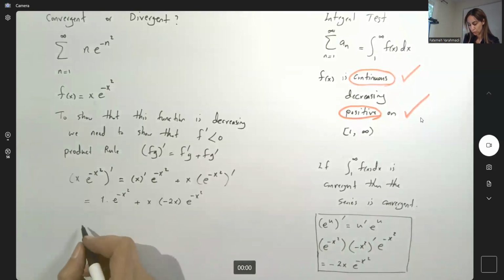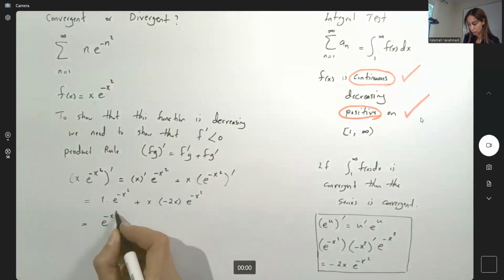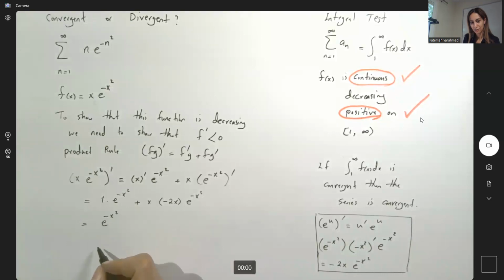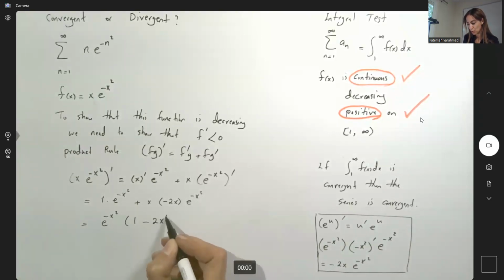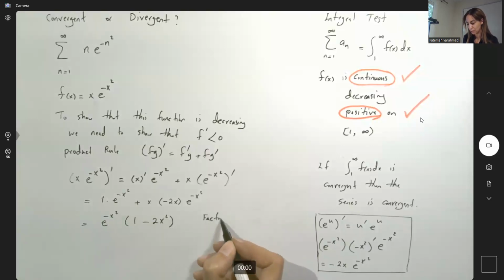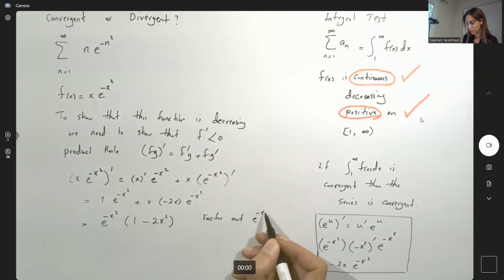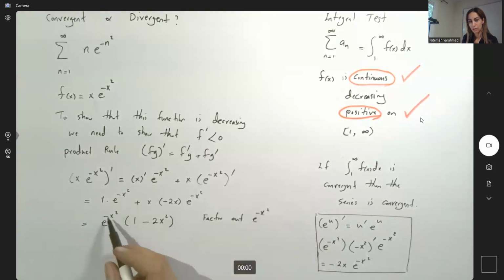Now let's check to see what do we have. We have e to the power negative x squared. I factor out negative e to the power negative x squared, and I end up with 1 minus 2x squared. So we factor out e to the power negative x squared. Why did I do that? Because this function is going to be above the x-axis.